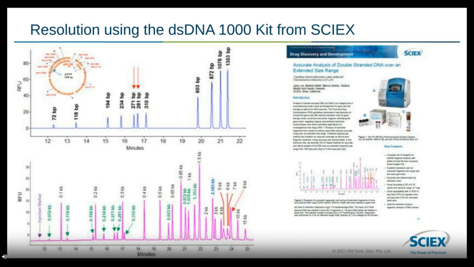On the bottom left, we see an example of a successful separation and sizing of restriction fragments of virus and plasmid DNA using the same kit. Peaks in green font are from a HaeIII restriction digest of bacteriophage DNA. And then a linear plasmid DNA is labeled in blue font. And then fragments from a 1 kb plus DNA ladder are labeled in black font. It provides very strong separation.